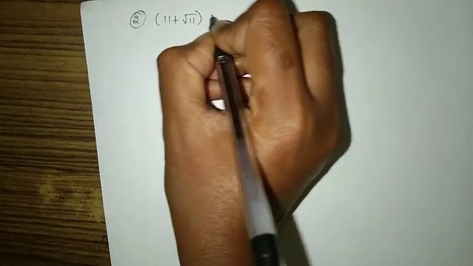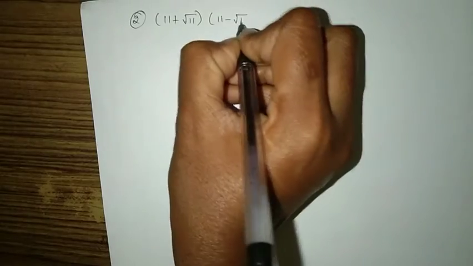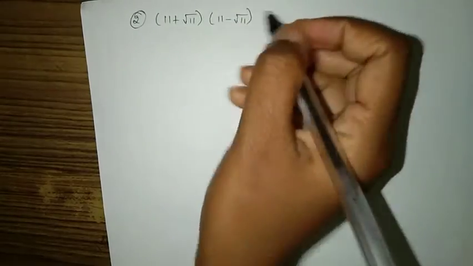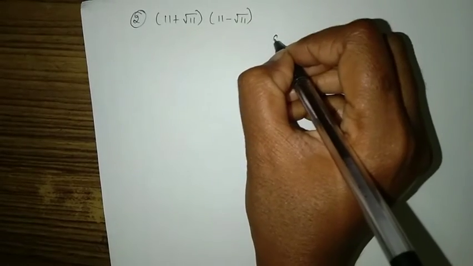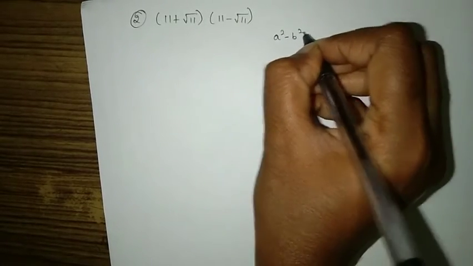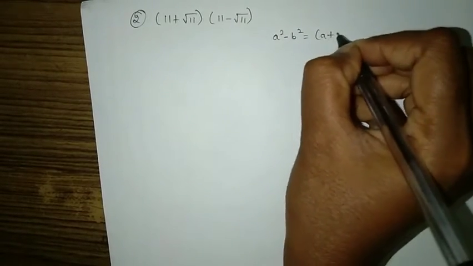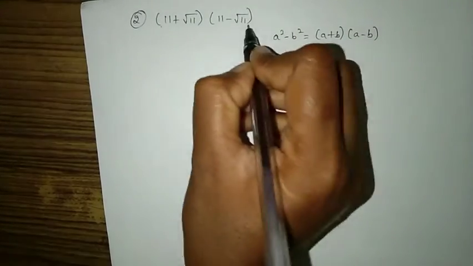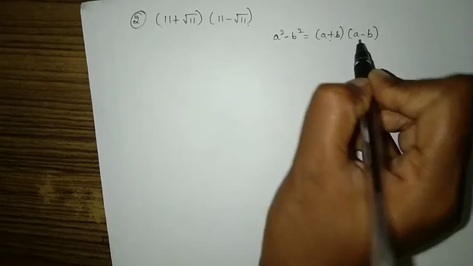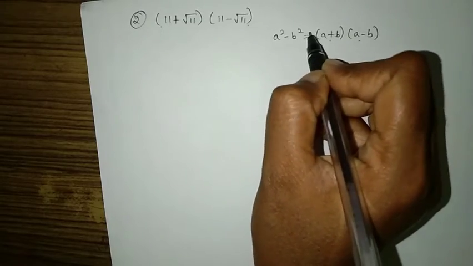11 plus root 11 into 11 minus root 11. So how does it look? Exactly. That looks like a square minus b square is equal to a plus b into a minus b. It looks like a plus b into a minus b. The formula is a square minus b square.